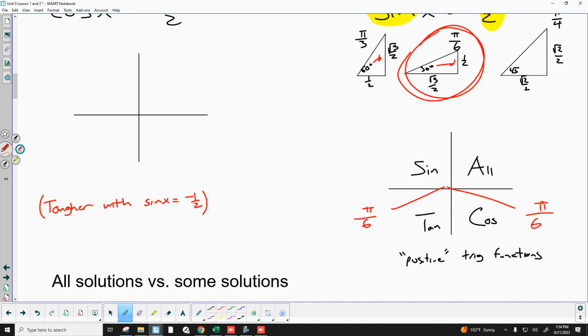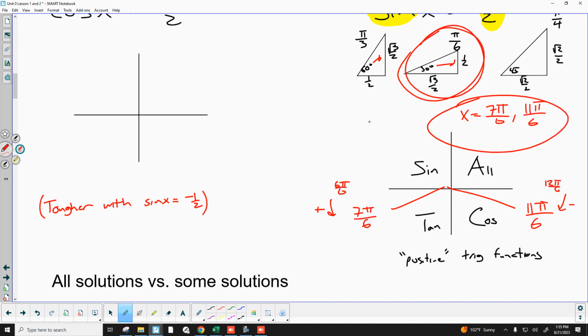Good. And hopefully we can do this without writing out the whole unit circle with all the angles. We have 6 pi over 6 plus a pi over 6. We have 12 pi over 6 minus a pi over 6, and boom. Now, right now we're going to stop right there and we're going to say these are my angles between 0 and 2 pi. These are all of my angles between 0 and 2 pi.